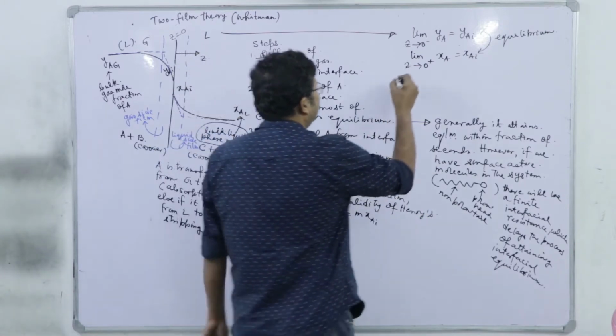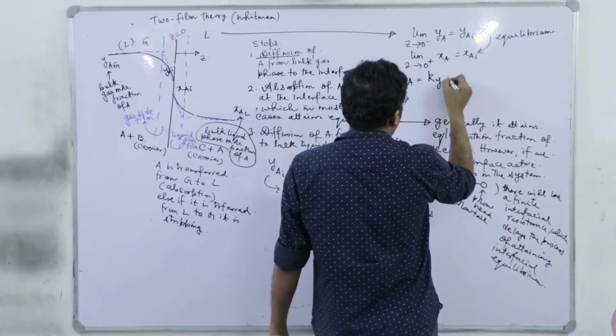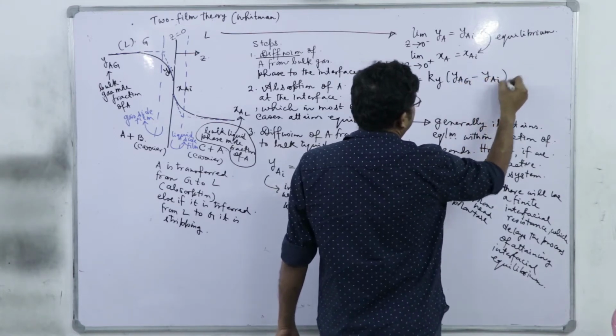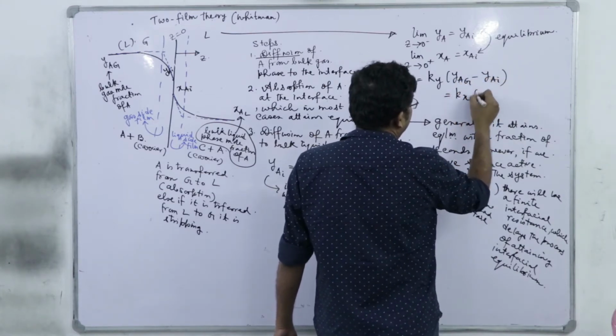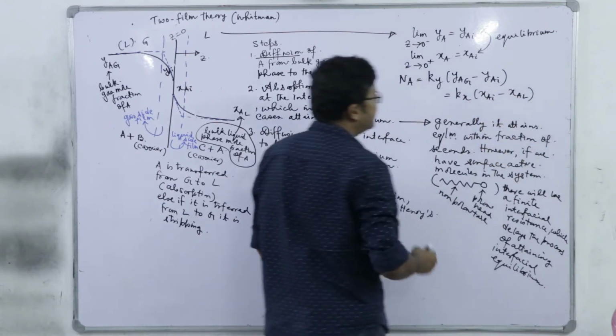So, what can we write? We can write this: Na is equal to Ky into (Yag minus Yai), which must be equal to Kx into (Xai minus Xal). Correct?